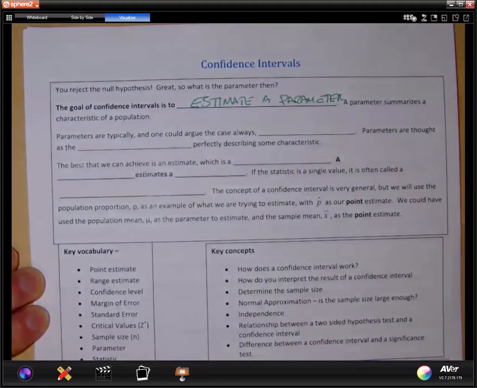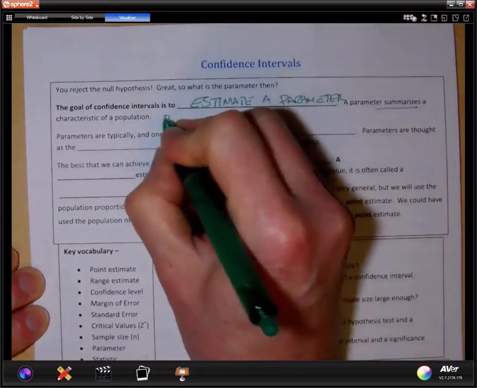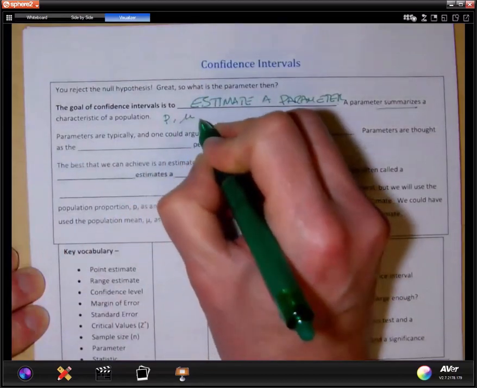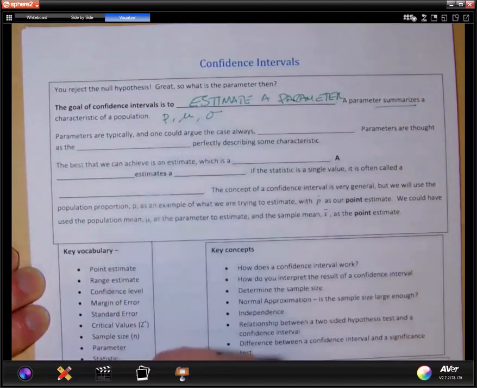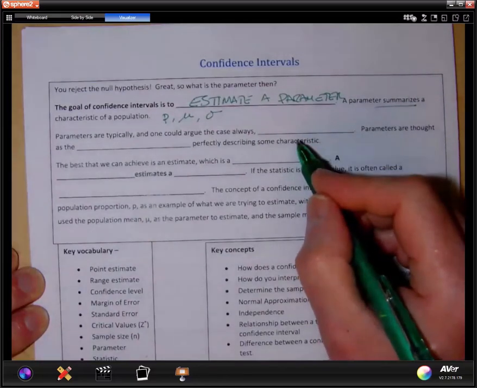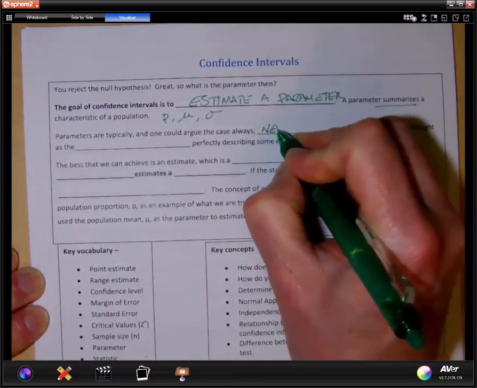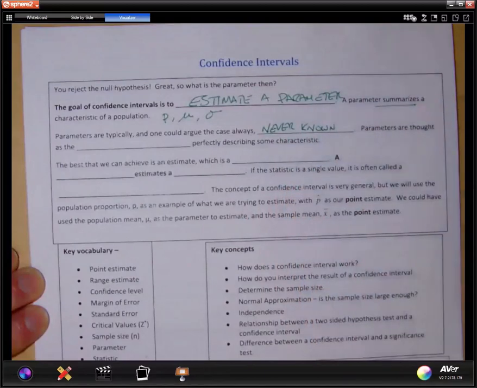A parameter summarizes a characteristic of a population. It could be, we've used P, that's a parameter. We've used mu, and of course, there's many others. But sigma characterizes the standard deviation of populations. Parameters are typically, and one could argue, always, never known. At least for the topics that we care about.